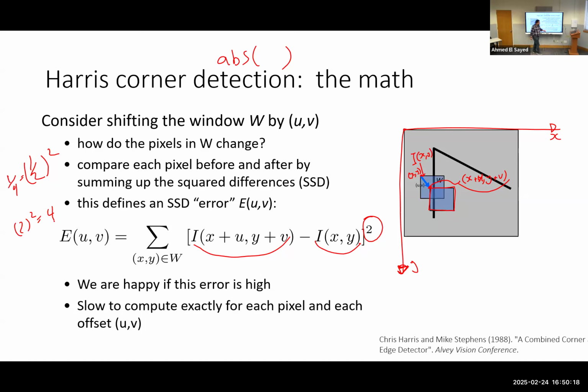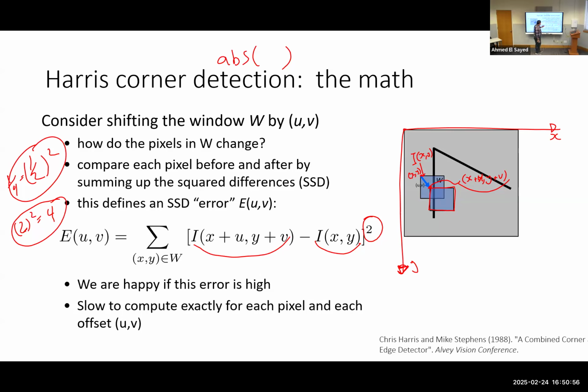Okay? So if the error is already small, I will make it smaller because I don't care about the small errors. I want to catch the big errors or the big differences. If the difference is small, I'm squaring it, I'm making it smaller. I don't want to see this smaller difference. I want to see the bigger difference. So I don't want to catch this, I want to catch this. That's why we used the square rather than the absolute.